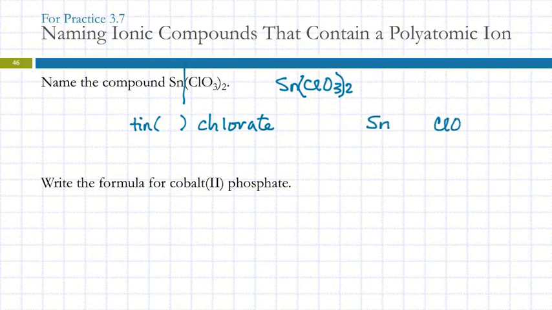So (ClO3)2. That means I have 2 of these chlorate ions. What's the charge on a chlorate ion? -1. Because you memorize it. So then I have a total of -2 charge, right? That means I must have a total of +2 charge because this is a neutral compound. The +2 charge is shared. Well, it doesn't have to be shared. There's only 1 tin. So that must have a +2 charge. So I write the Roman numeral 2 in here. Tin(II) chlorate.